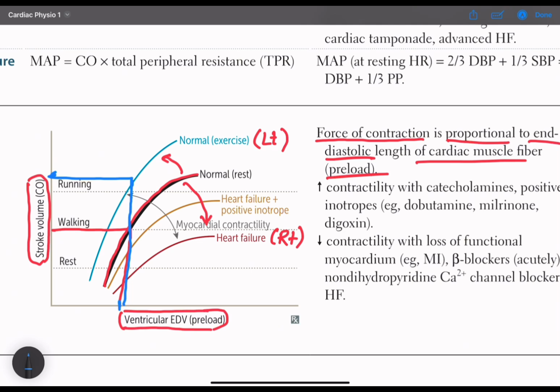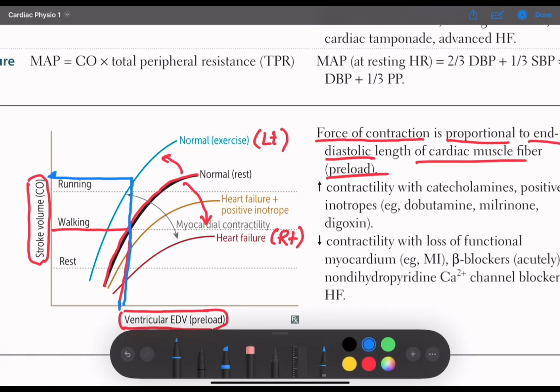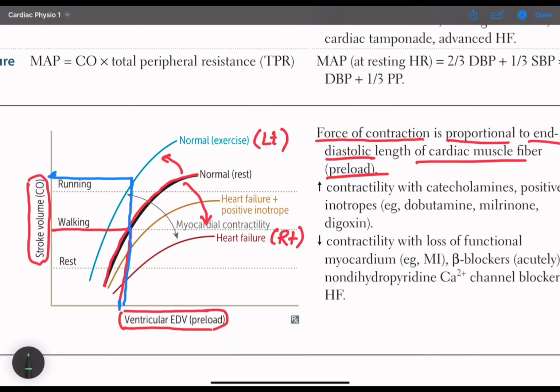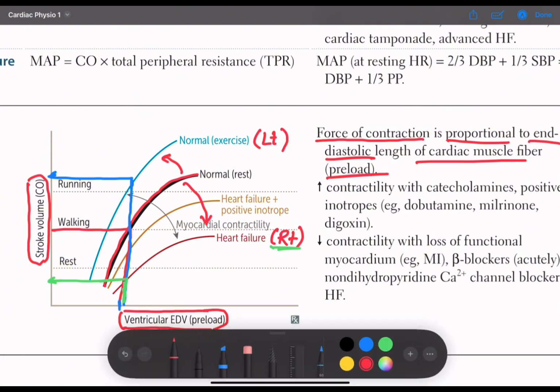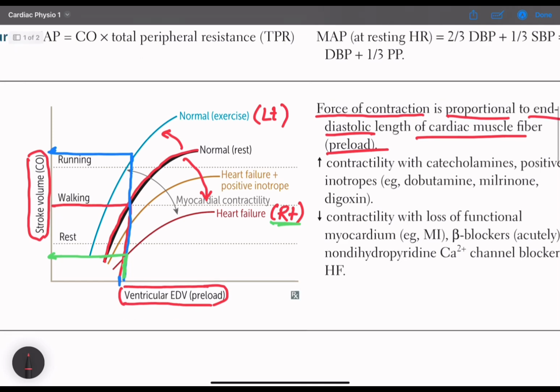On the other hand, we have right shift. What does right shift mean? Right shift means that for a given end diastolic volume, the heart generates lesser stroke volume or cardiac output. Now, what are the conditions which shift the curve to the left or right? The first thing is contractility, and the other thing is total peripheral resistance.